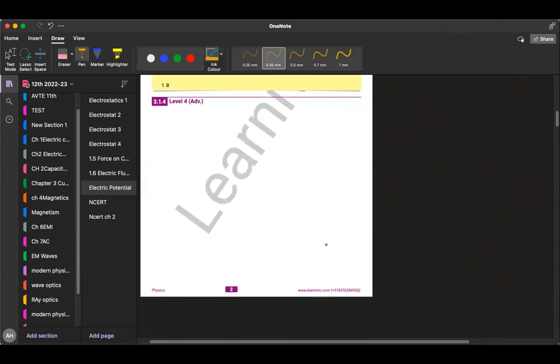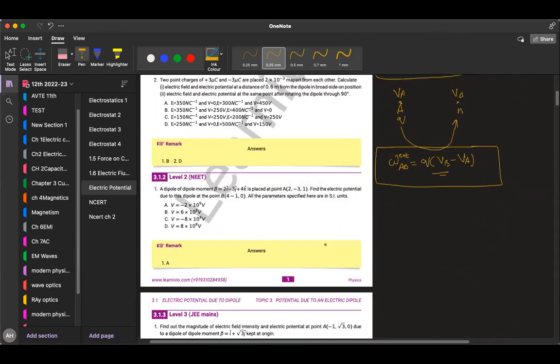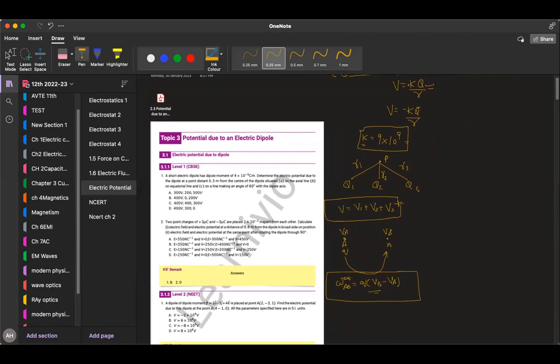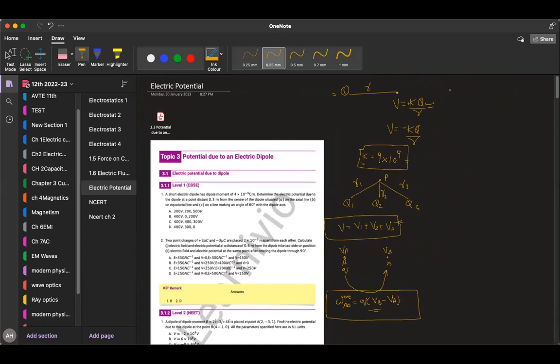So let's do some problems. If you want to note down these expressions, you can write. Then we'll start with the numericals. Most of the numericals will be based on these expressions only: point charge, a number of point charges, and the expression of work. So I'm giving 2 minutes. If you want to write, just note it down. We'll start with the numericals again.